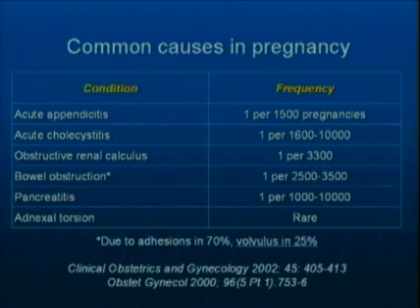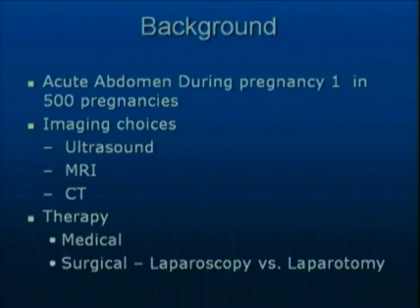If we look at common causes of pain in pregnancy, this is basically the list. There's one thing I haven't included, which is a more common cause of pain in pregnancy that we don't think about, and that's trauma. Overall, if we look at this list, there's about pain in pregnancy, non-traumatic, 1 in 500 pregnancies. What are our imaging choices? Well, ultrasound, MRI, and CT.